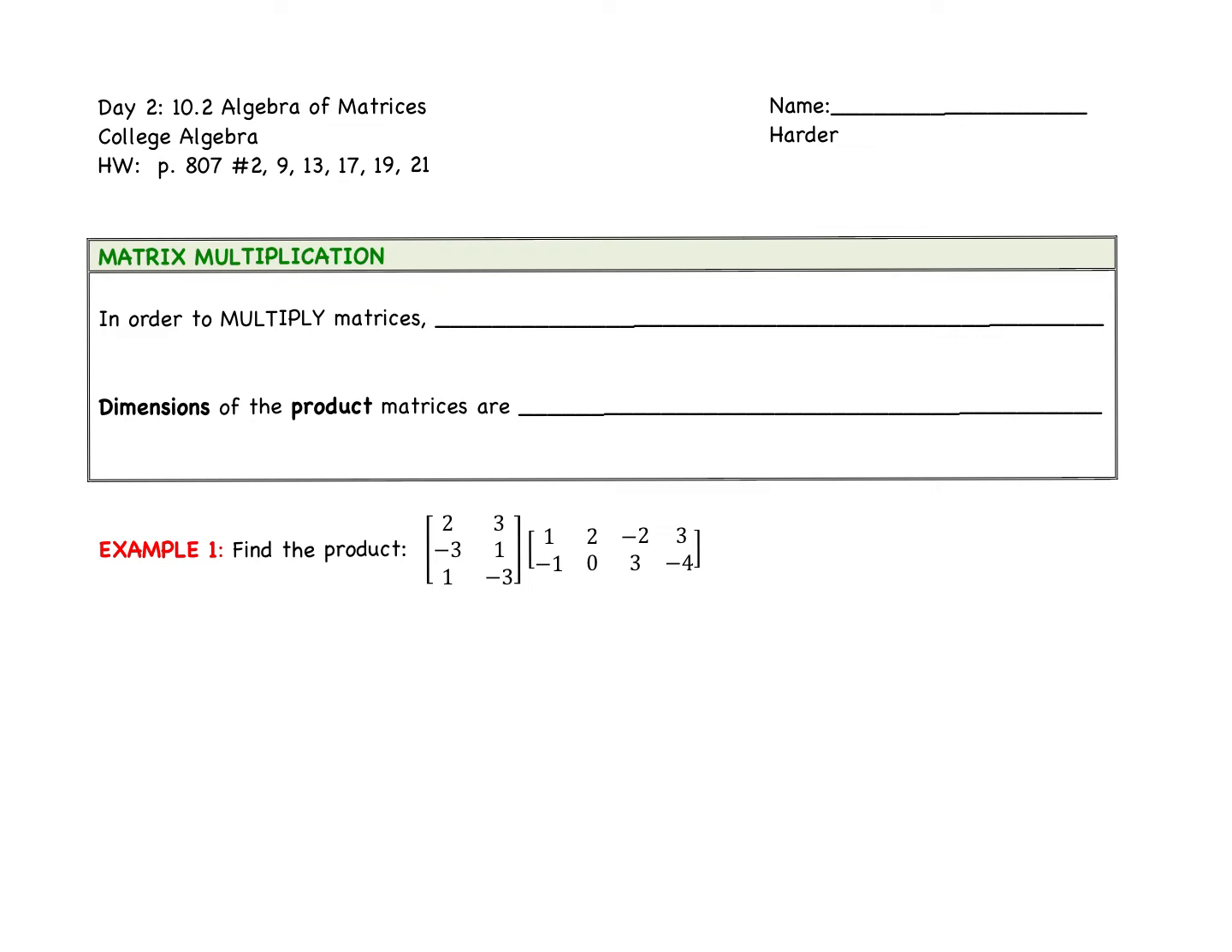In order to multiply matrices, this is going to be different than adding and subtracting. Adding and subtracting, we have to have the same dimensions. In order to multiply matrices, the inner dimensions must be the same. And you'll see what I mean when we look at an example. The inner dimensions have to be the same.